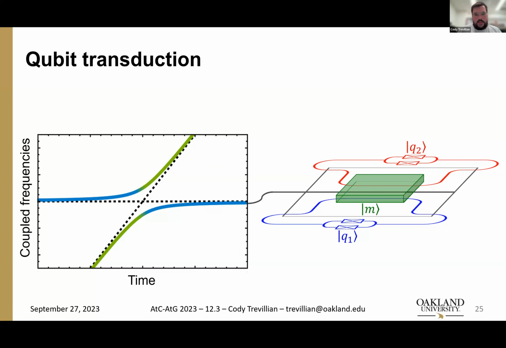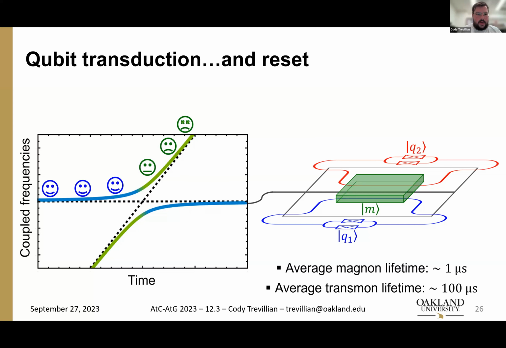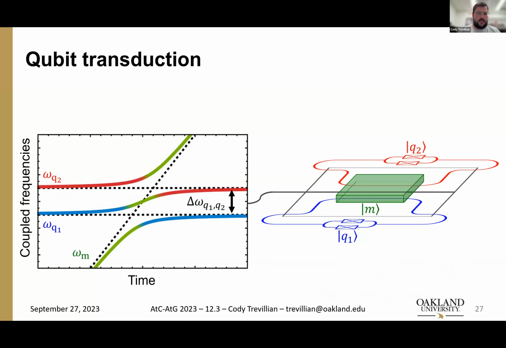With just a simple linear ramp, we can take a quantum phase and bring it from a blue superconducting system into the green magnon system. But then it becomes rather sad because the magnon lifetime is a lot shorter than that of the average transmon lifetime. However, if we have 2 qubits in our system and we use this linear ramp, then our quantum phase stays rather happy.